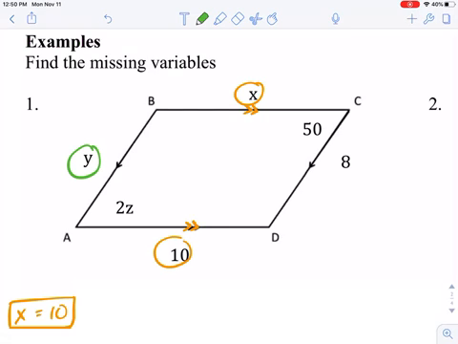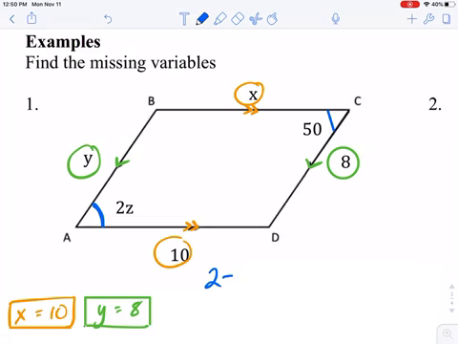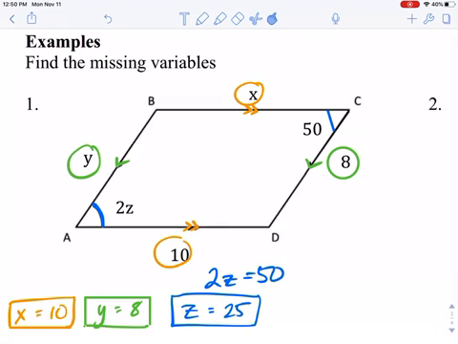I can see that y and 8 are on opposite sides, and they must also be the same. So y equals 8. Finally, I know that opposite angles are the same. So this angle A is the same as angle C. So I know that 2z equals 50, which means that z equals 25. And that's my third variable, and now I've solved and found the missing variables.